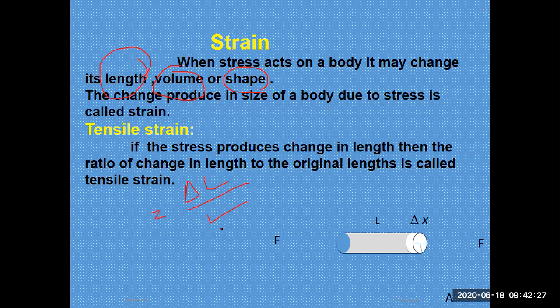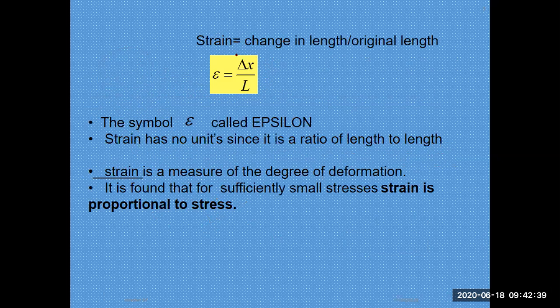Whenever there are two physical quantities and the ratio is between two similar quantities, there will be no unit. This is the reason strain has no unit. So here it is: the strain is equal to change in length divided by original length. This is the change in length, and this is the original length. Put in the unit of length, meter; meter will cancel with the other meter, so there is no unit. The symbol used to represent strain is epsilon. Strain has no units, as it is the ratio between two similar quantities, length to length.